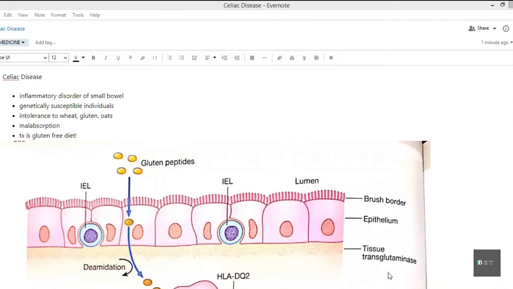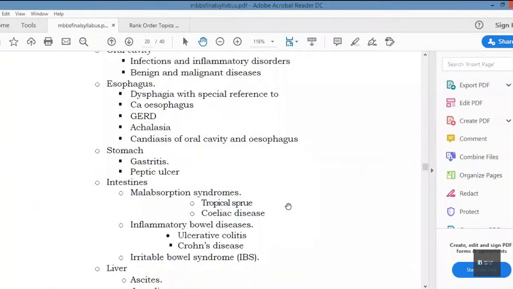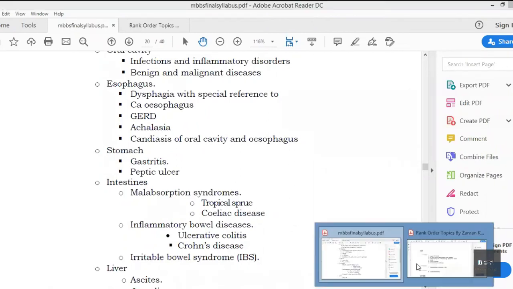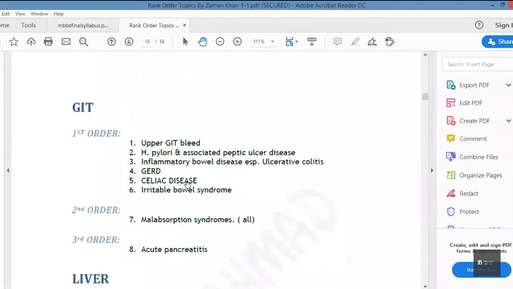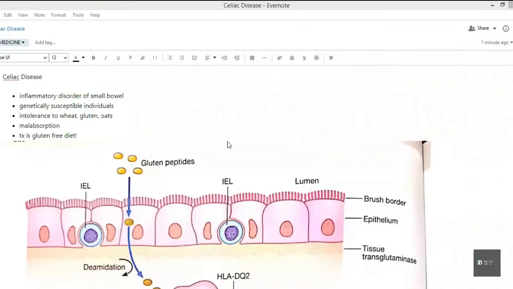Today we're going to be doing celiac disease, which is a really important topic, and I cannot stress enough how important it is. In our syllabus, it's under the malabsorption syndromes, and in rank order, it is right in the first order, in capital letters. When I went through the past papers, I did not find a page on which I did not find a question related to celiac disease.